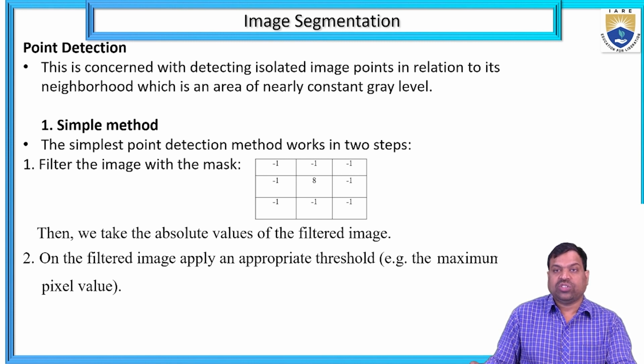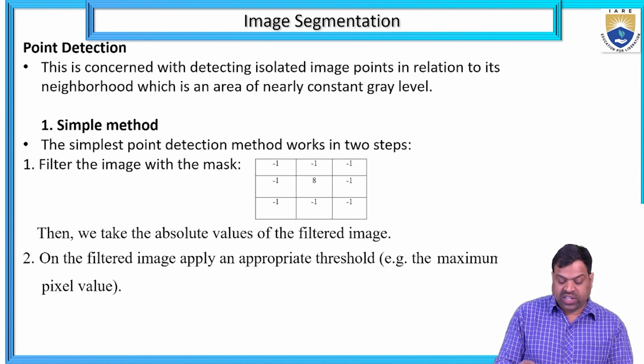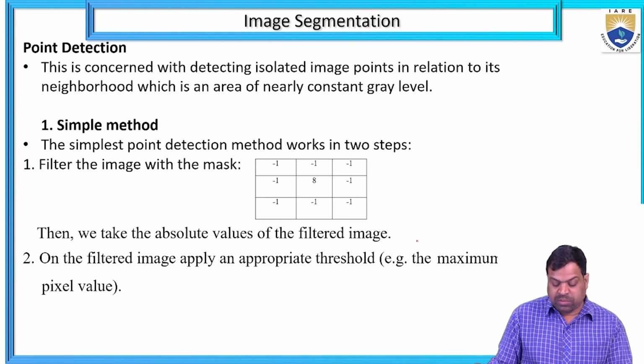Point detection is another task in image segmentation. It is concerned with detecting isolated image points in relation to their neighborhood, which is an area of nearly constant gray level. The simplest detection method works in two steps. First, filter the image with a mask and take the absolute values of the filtered image. Then, on the filtered image, apply an appropriate threshold, for example the maximum pixel value.